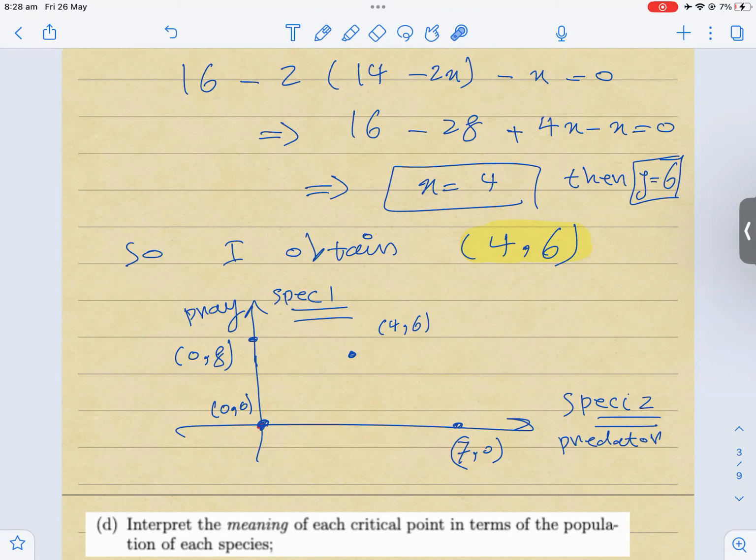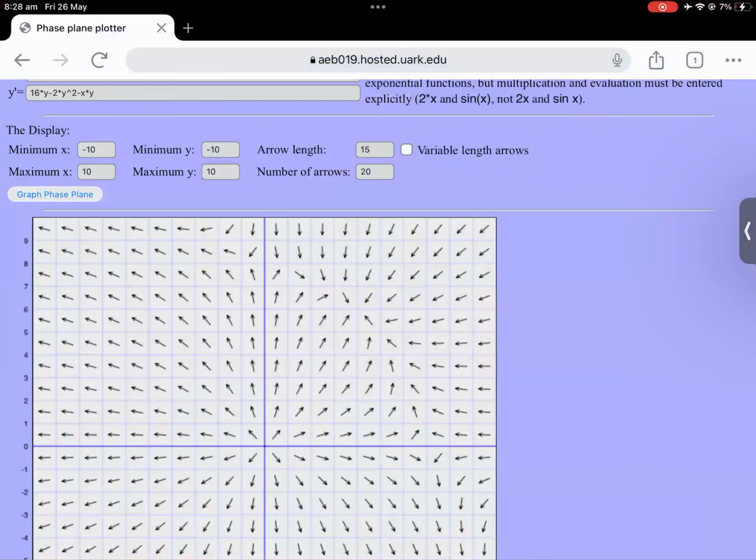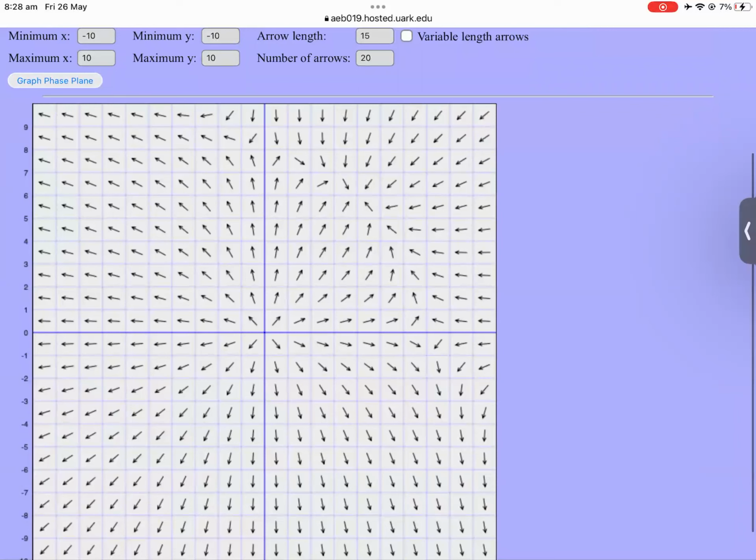All right, so let's remember 4, 6 and 0, 8 and 7, 0. So let's go back to that Google Chrome. We restricted ourselves to minus 5 to plus 5, so that's why we were unable to see the other critical points. It was like this. So let's go there. You see that I wish I could annotate. Anyway, can I annotate?